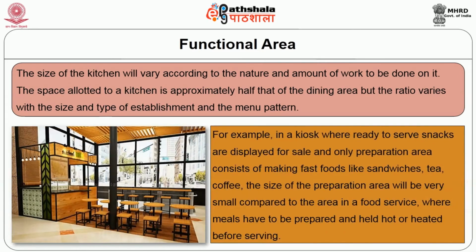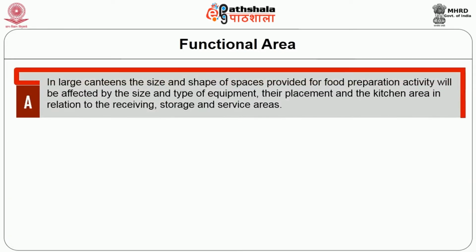For example, in a kiosk where ready-to-serve snacks are displayed for sale and the only preparation area consists of making fast foods like sandwiches, tea, coffee, the size of the preparation area will be very small compared to the area in a food service where meals have to be prepared and held hot or heated before serving. In large canteens, the size and shape of spaces provided for food preparation activity will be affected by the size and type of equipment, their placement and the kitchen area in relation to the receiving, storage and service areas.